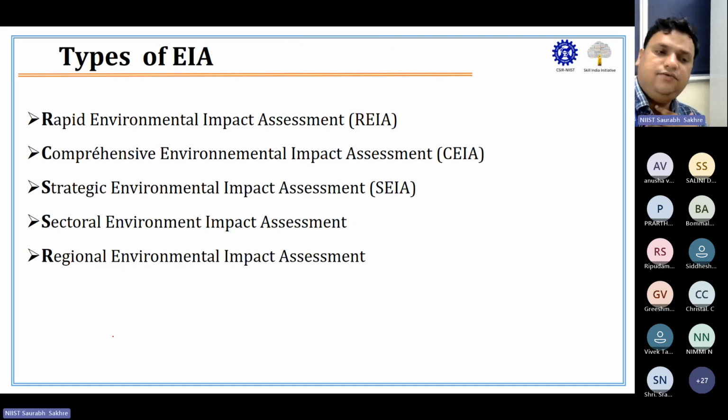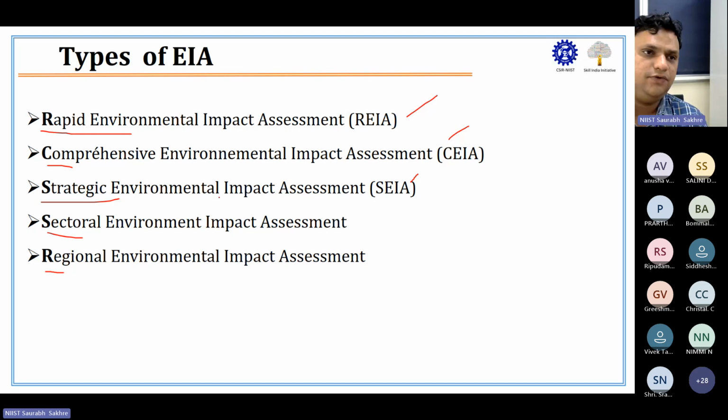Now we will see what types of EIA we do. You can remember it like RCSSR. The first type of EIA is Rapid Environmental Impact Assessment, also known as REIA. Second is Comprehensive Environmental Impact Assessment, CEIA. Third is Strategic Environmental Impact Assessment, SEIA. Fourth is Sectoral Environmental Impact Assessment. And the fifth is Regional Environmental Impact Assessment. One by one we will understand what all these EIAs mean.